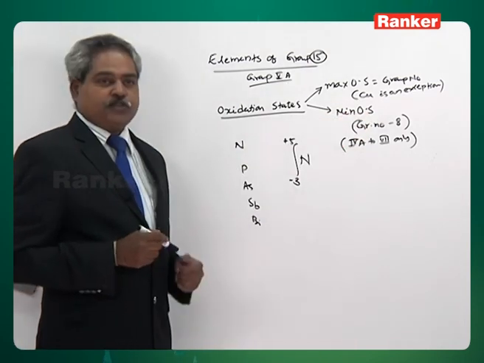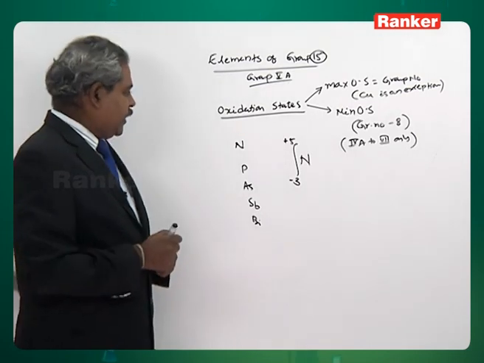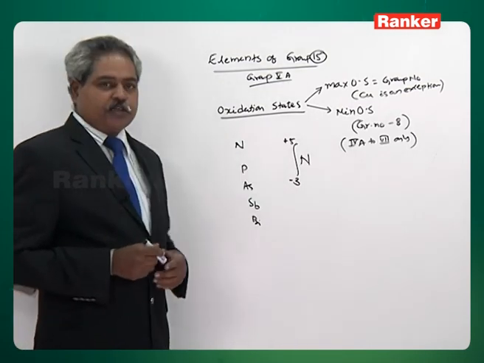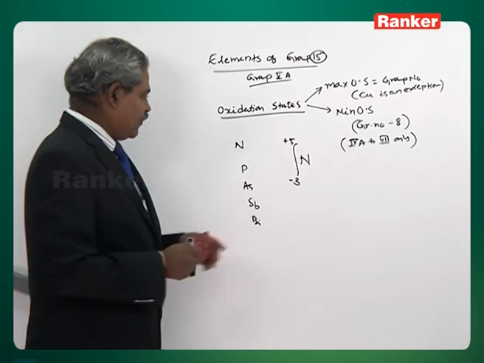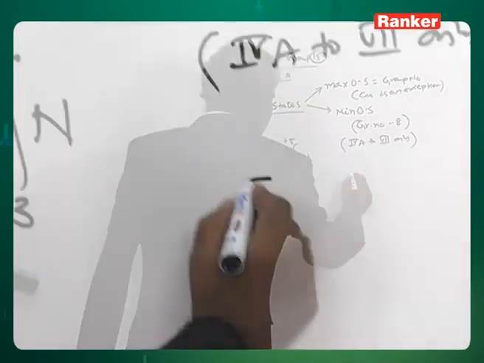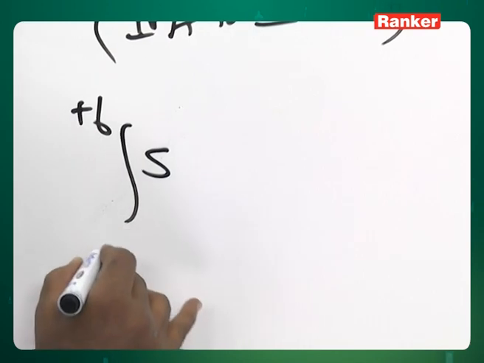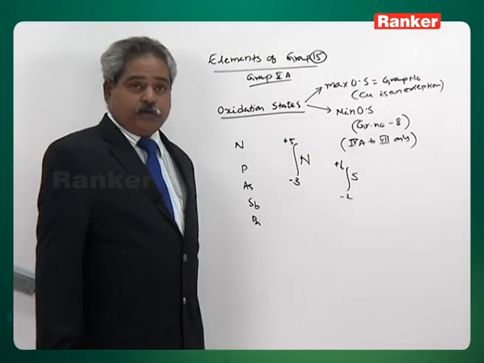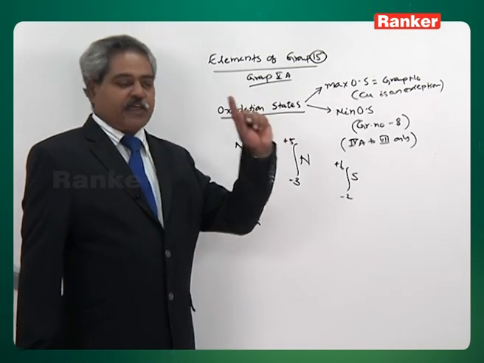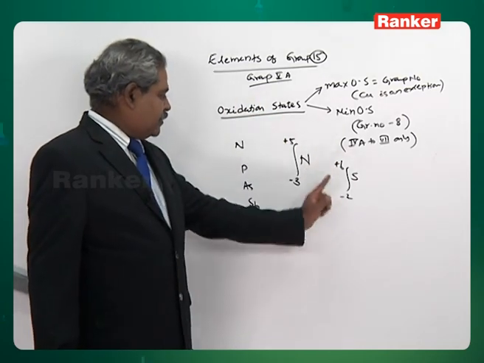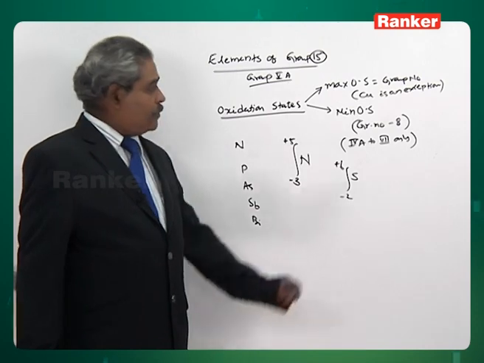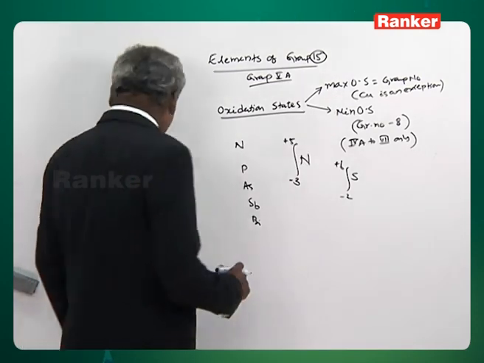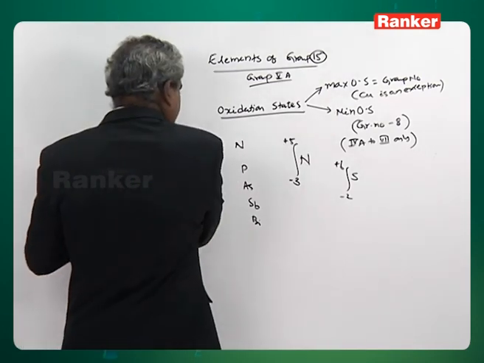Same is the case with phosphorus also. And so, apply the same logic for sulfur. Maximum plus 6, minimum minus 2. Sixth group, chlorine. Once again, chlorine plus 7, minus 1. So, using this maximum and minimum, you can talk about the oxidation states.